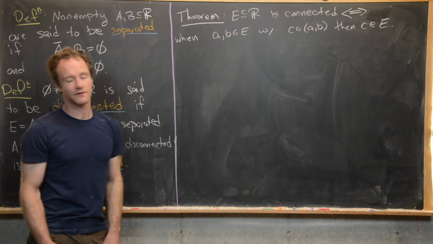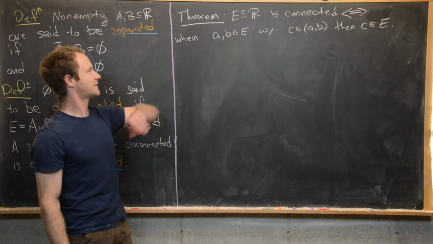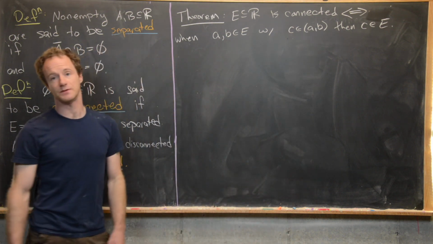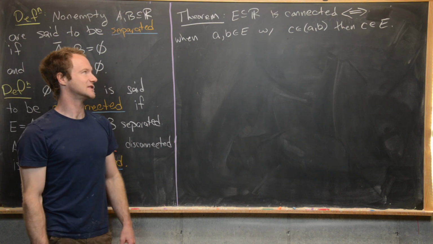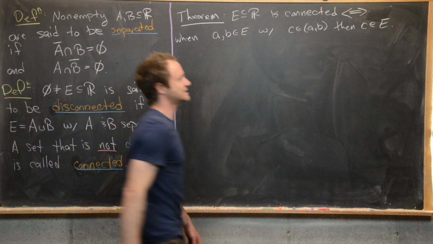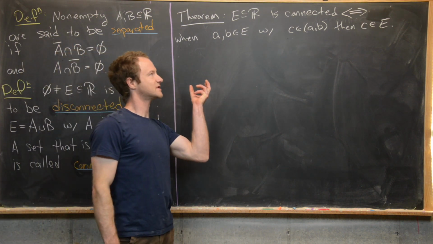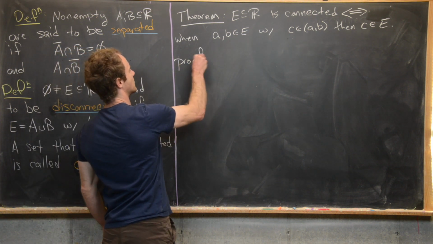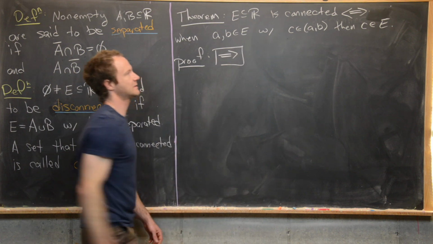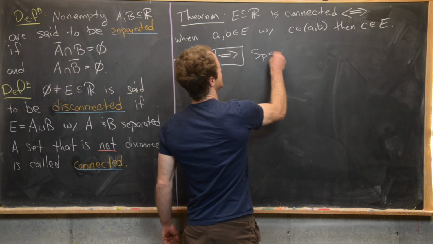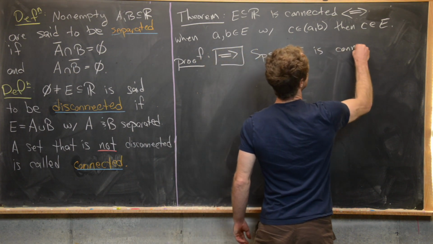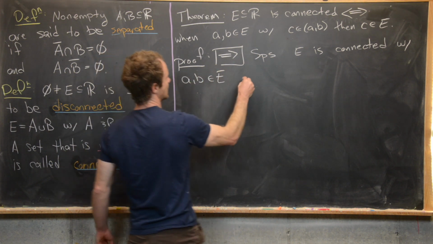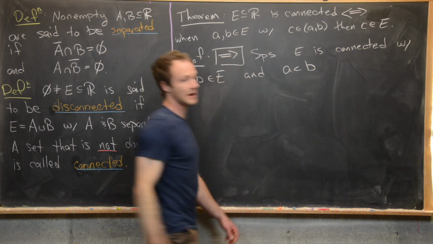We've got E, a subset of the real numbers, is connected if and only if, when we have a and b in E, with c in the interval (a, b), so implicitly built into that is that a is strictly less than b, then c must be in E. So also notice that this open interval must be inside of E. Great. So let's go ahead and look at the proof here. We will start with the forward direction. So what I want to do is suppose that E is connected, with a and b elements of E, and a is less than b.